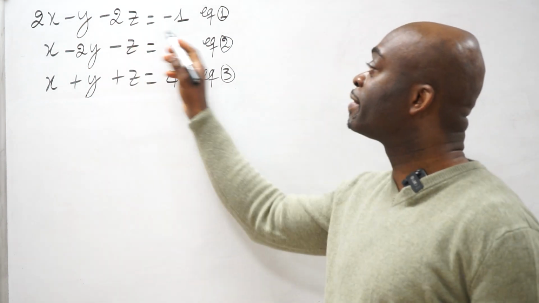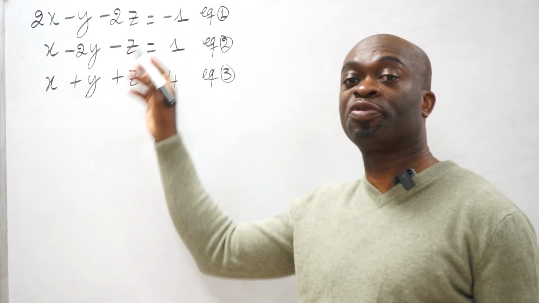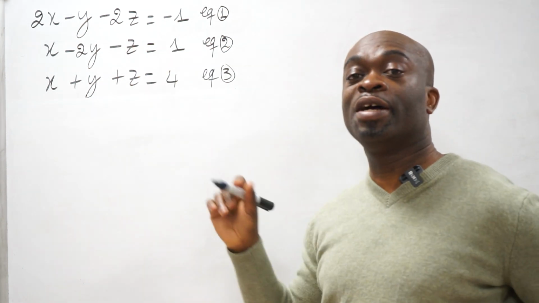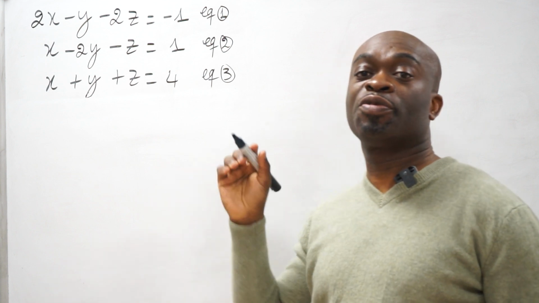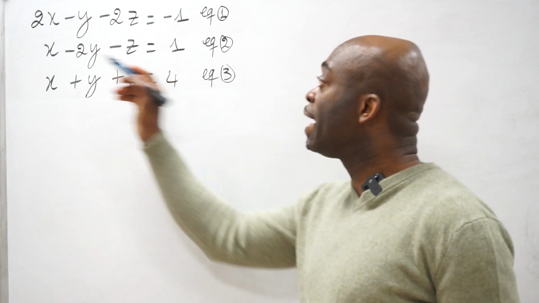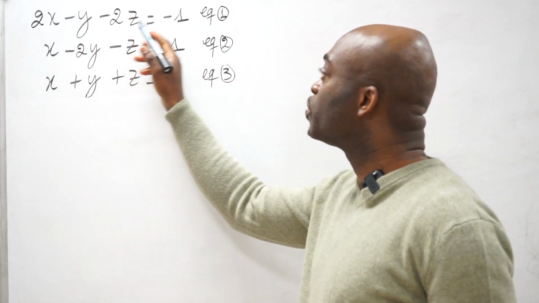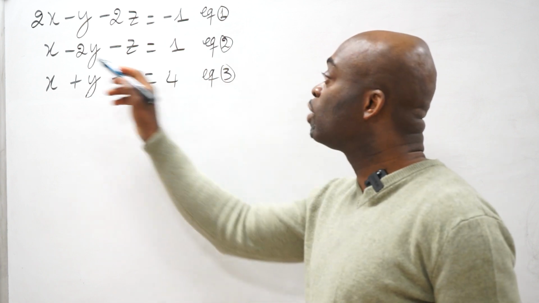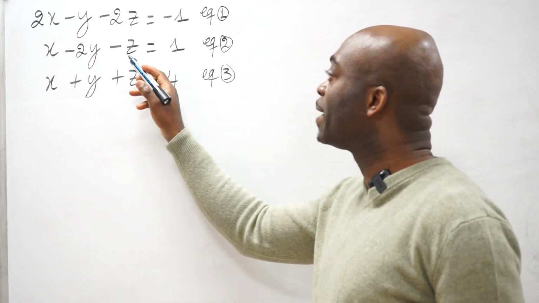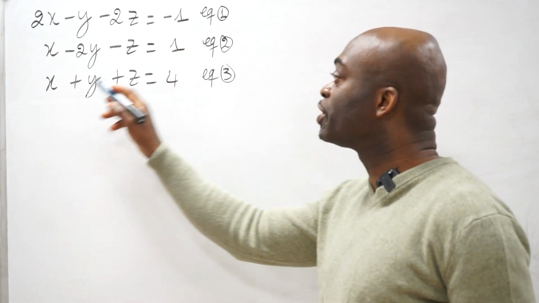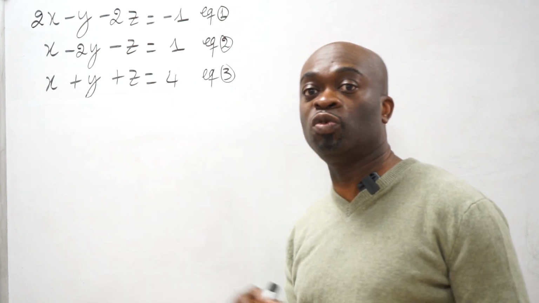Let's solve for this system of three equations with three unknowns, okay? Three unknowns in this case, that means three variables. So what do we have? We have 2x minus y minus 2z equals -1. Second equation, x minus 2y minus z equals 1. Third equation is x plus y plus z equals 4.